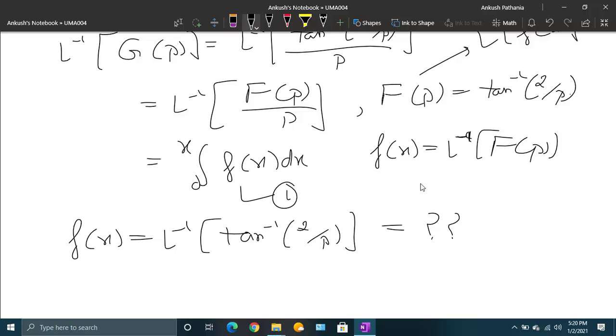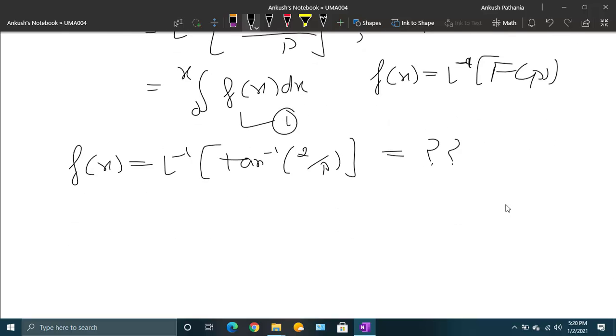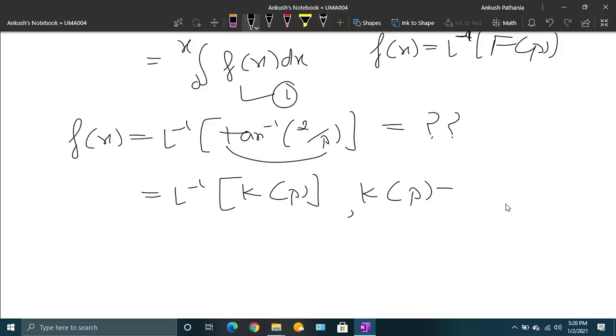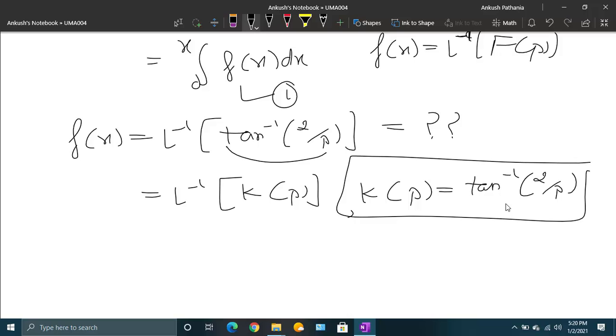Only then I will be able to get fx. So clearly here, the term that we need to find is the Laplace inverse of Kp, and Kp is tan inverse 2 upon p. By looking at this I can see it does not correlate with any of the forms that we have studied.